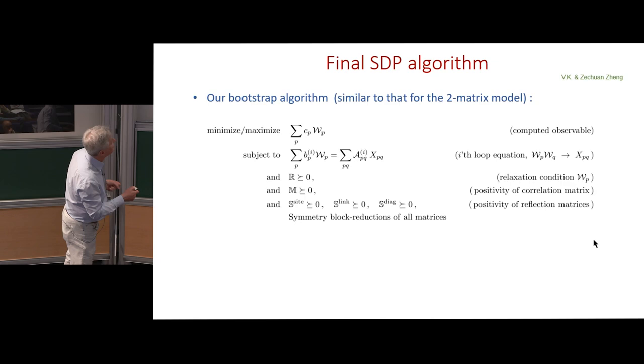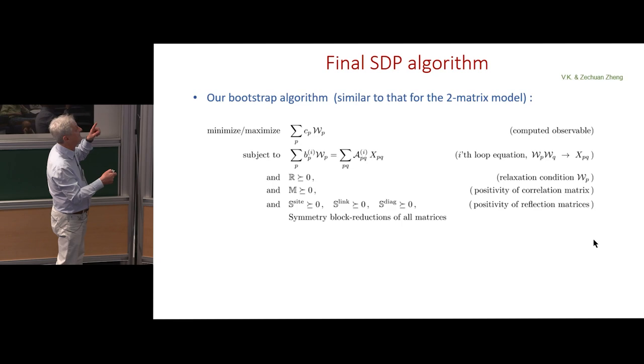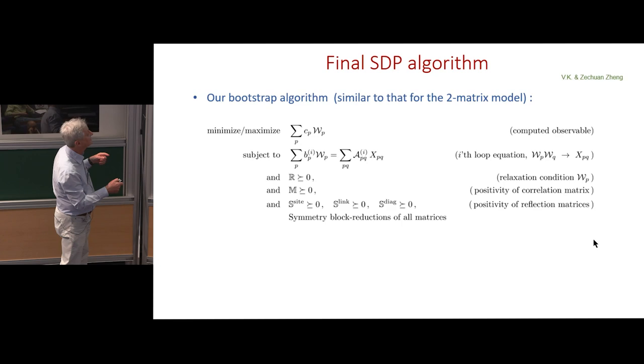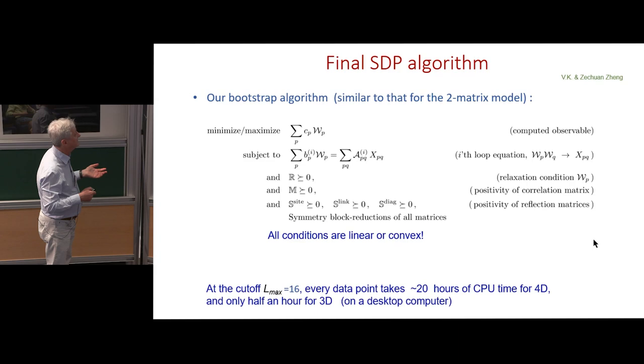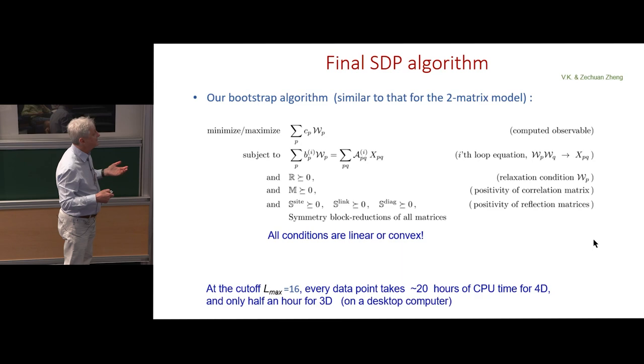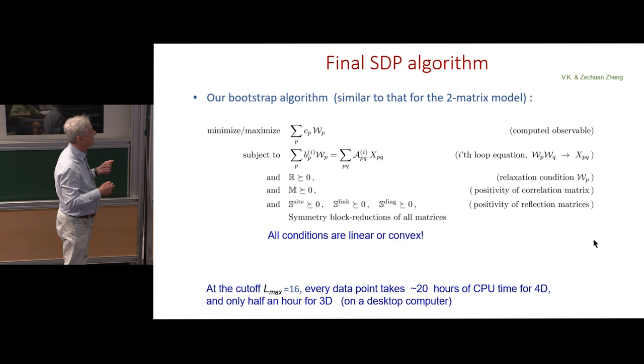Instead of W_P W_Q, we put just X_PQ, but we supplement it by the relaxation condition, which I explained on the previous slide, with this matrix consisting of X's and W's. And then there are a few positivity conditions. The main positivity condition is about unitarity of variables, plus three diffraction conditions. All conditions are linear or convex now. And at L max equals 16, every point took about 20 hours of CPU time for 4D on our quite powerful but still single desktop computer, and only half an hour for 3D.